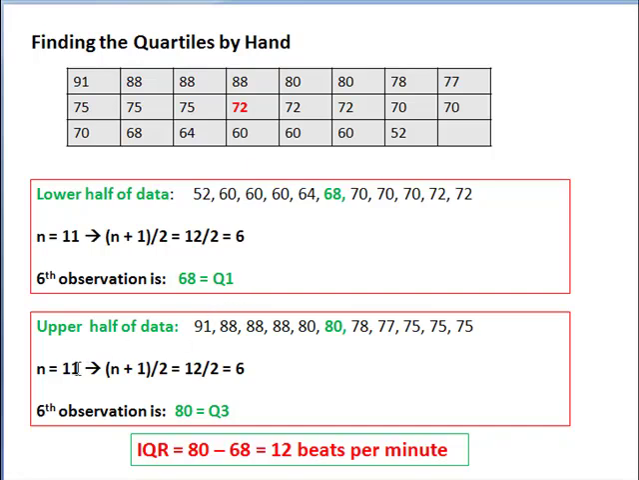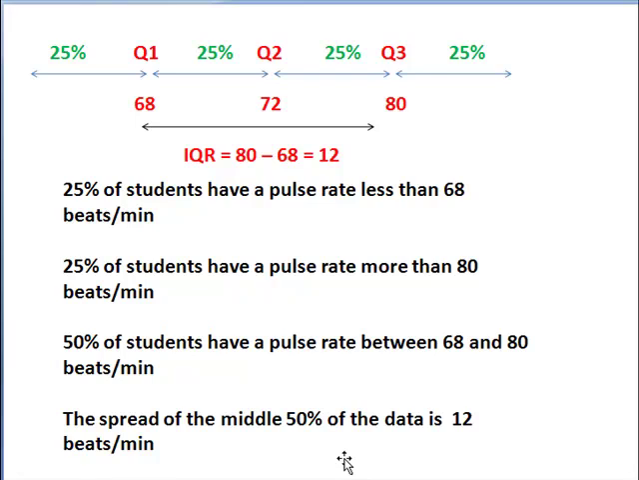The same reasoning applies to the upper half of the data. The middle of the upper half of the data will occur at the 6th location. 1, 2, 3, 4, 5, 6. The middle of the upper half of the data is 80, and that is our third quartile value. So the interquartile range is the difference between 80 and 68, or 12 beats per minute. This is the spread of the middle 50% of the data.